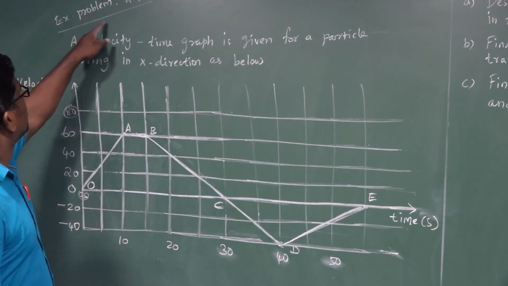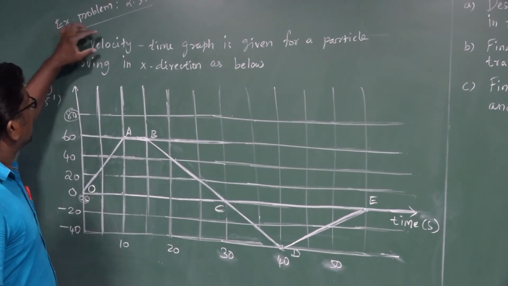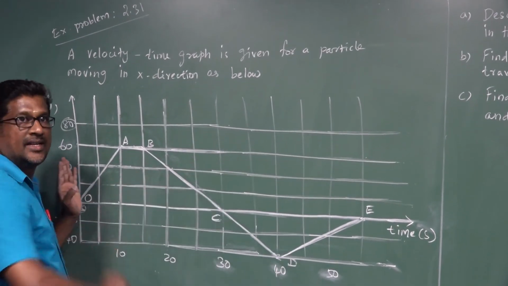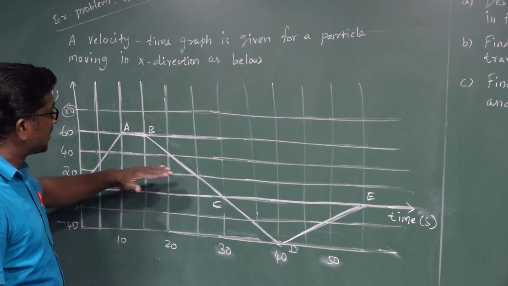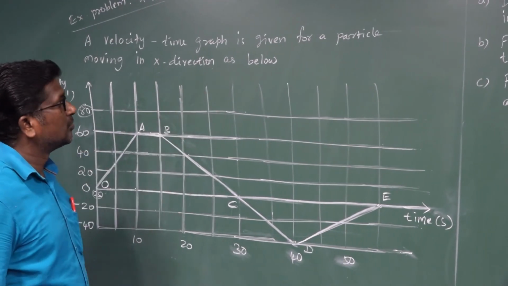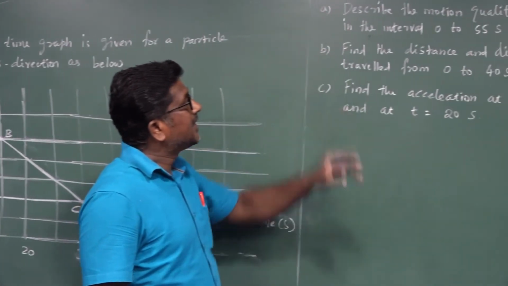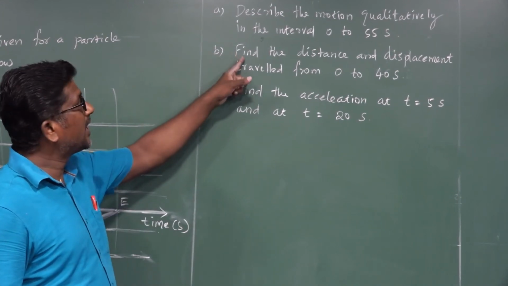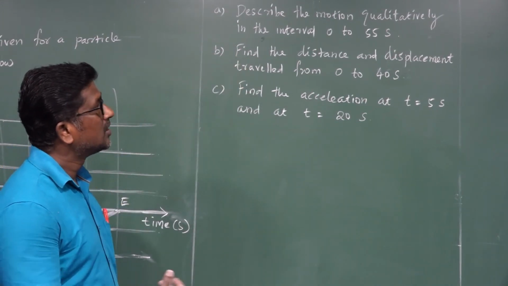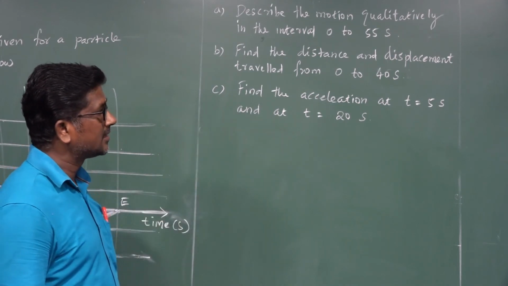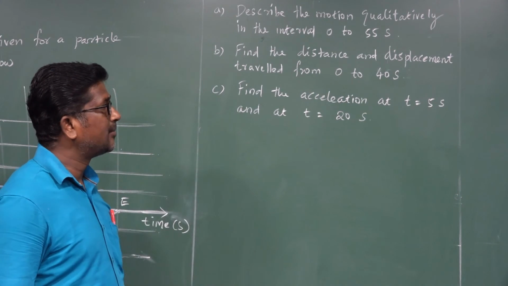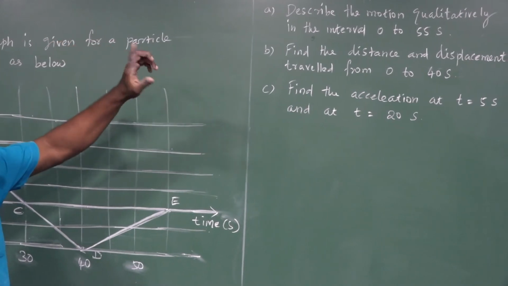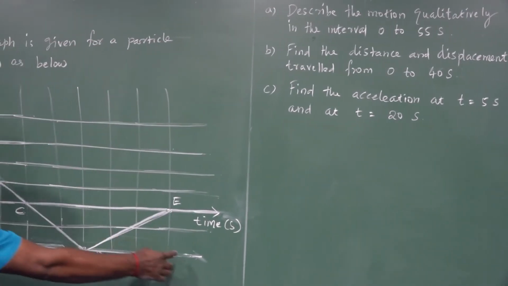Example problem 2.31. A velocity time graph is given for a particle moving in the x direction. Its velocity time graph is given, right, in the x direction as below. First, describe the motion qualitatively in the interval 0 to 55 seconds. Second, find the distance and displacement traveled from 0 to 40 seconds. Third, find the acceleration at time t equal to 5 seconds and at time t equal to 20 seconds. From this velocity time graph, first we need to describe the motion qualitatively in the time interval 0 seconds to 55 seconds.